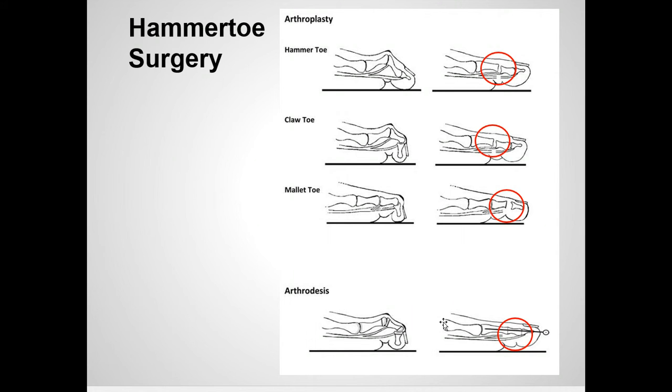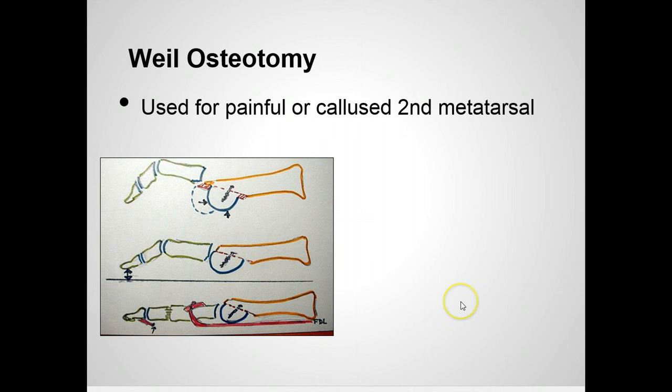I had a patient the other day that had a hammer toe and only wanted the hammer toe fixed, but the bunion was so close by we had to fix the bunion as well. So you can't just fix the hammer toe if the bunion is pushing it over. It's going to come right back.